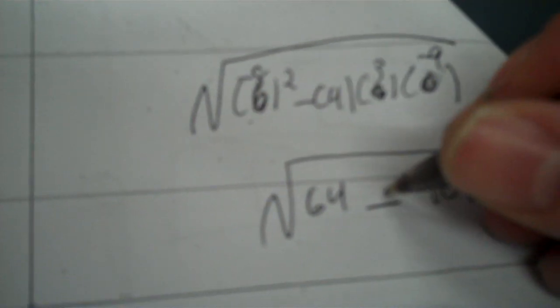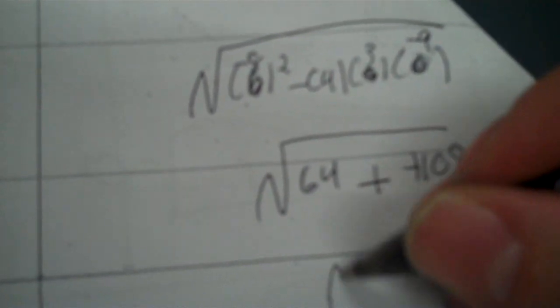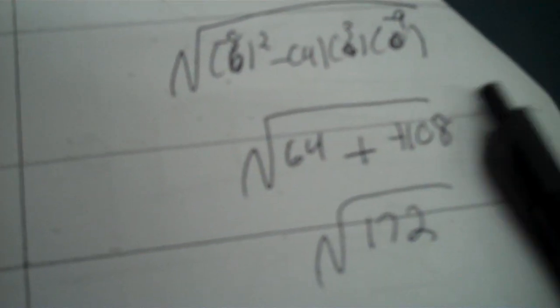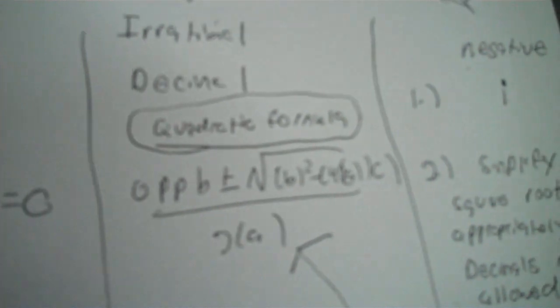So B, negative 8. A is 3. C is negative 9. Negative 8 times negative 8 is 64. 4 times 3 times negative 9 is negative 108. Now it will go to a plus plus. So that's 172. What is the square root of 172? Okay, it's not a whole number, it's an irrational decimal.